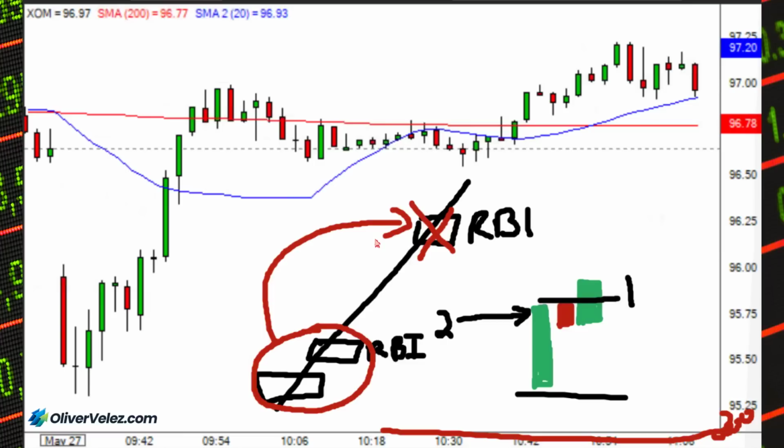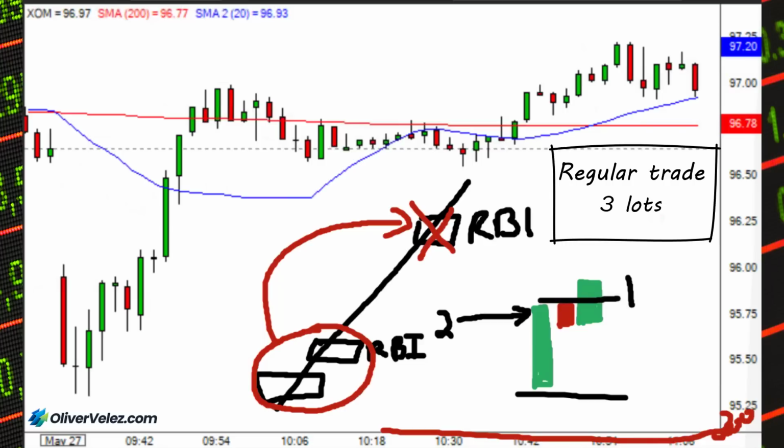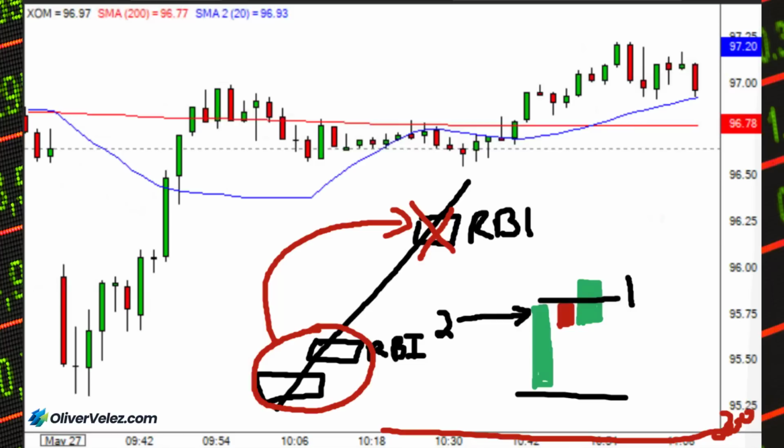All right, the add is crucial. Your quintessential trade is 3 lots. This is what it means. It means that your regular trade is typically 3 lots, so that if the trades immediately fail, you're losing on 2 lots. You're winning on 3 lots on average.